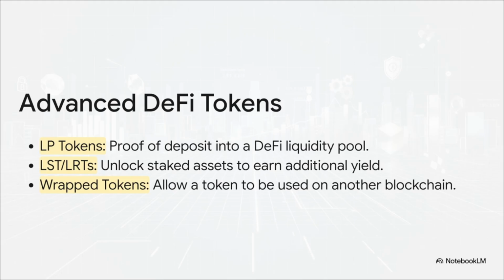Then you have LSTs and LRTs. These let you take assets you've already staked or locked up and use them again to earn more rewards. And finally, wrapped tokens. These act like a bridge, letting you take a coin like Bitcoin and use it on a totally different blockchain, like Ethereum. Now, each of these comes with its own unique risks, from something called impermanent loss for LPs to the risk that the bridge might fail for wrapped tokens.